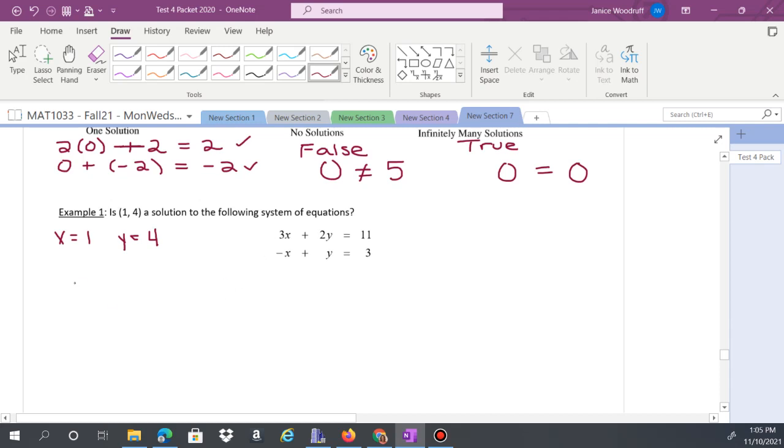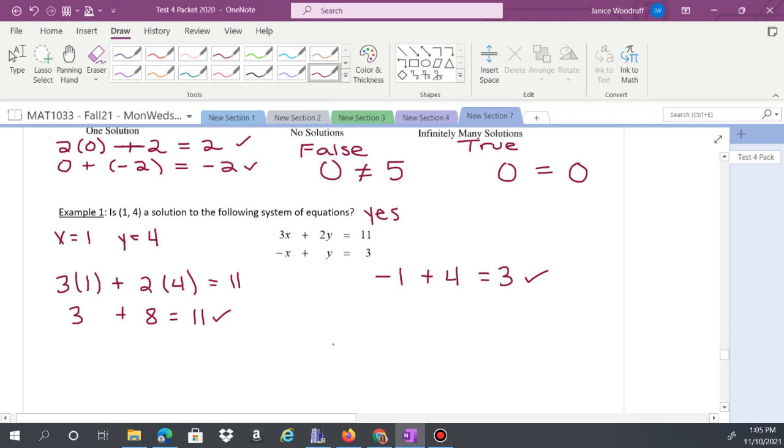So in the first equation, we're going to go 3 times 1 plus 2 times 4 equals 11. So 3 times 1 is 3, 2 times 4 is 8, and 3 plus 8 equals 11. That's true. So it works in the first equation. Then we're going to go to the second equation. I have negative x, so -1 plus 4 equals 3. And that is also true. So if it works in both equations, you say yes, (1, 4) is a solution to the system of equations. So that's the first thing you're doing, is you're just checking to see if an ordered pair is a solution.